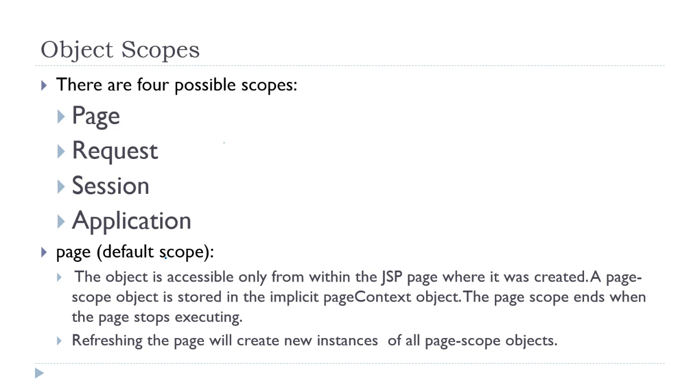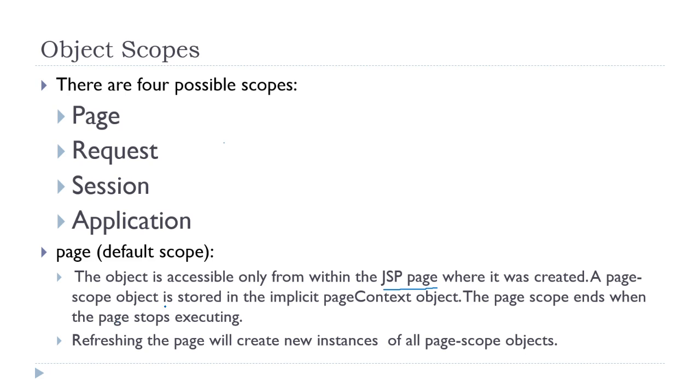Page is the default scope, and the page object is accessible only from within the current JSP page. This page scope is only valid for the current JSP page, and even if the request is forwarded somewhere, this page scope will not remain valid because it is only valid for the current page.